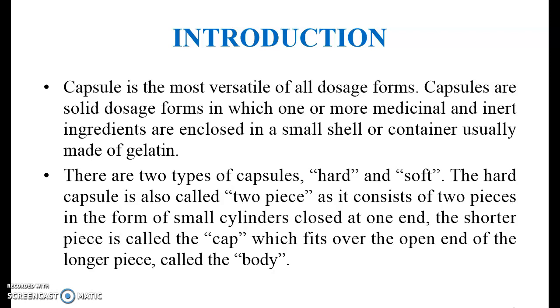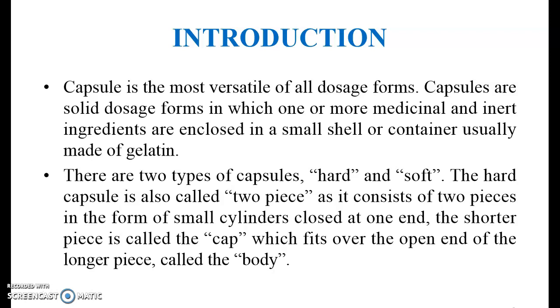Hard gelatin capsules are made up of two parts. One is called the cap, which is short in length, but its inner diameter is a little bit larger so that it can be fitted on the body. The second part is the body, whose length is more and whose diameter is less. The cap is fitted on the body, with some interlocking arrangement, and then we get one whole capsule.